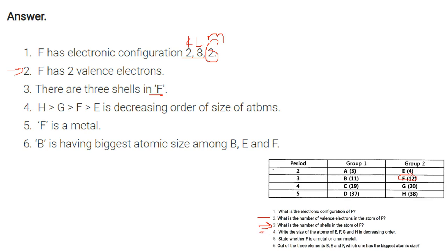Next one is, write the size of atoms E, F, G, H in decreasing order. As you see here, these are in a group and we know H is the highest. So H, G, F, E, this is the decreasing order of size of the atom. And state whether F is a metal or a non-metal. So of course F is a metal. Then out of these three, B, E, F, which one has the biggest atomic size? If you see the formation, B has the biggest atomic size.